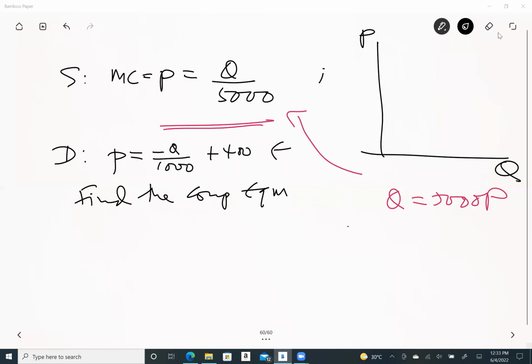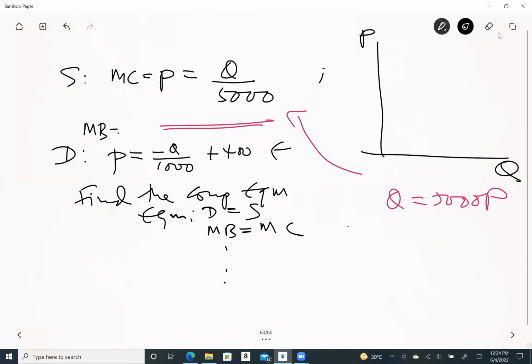Okay, you got the equilibrium? First person who got it, let me know. Yes, okay, good. Equilibrium: demand equals supply, marginal benefit equals marginal cost. So we can put here marginal benefit equal to the function. So you work that out.